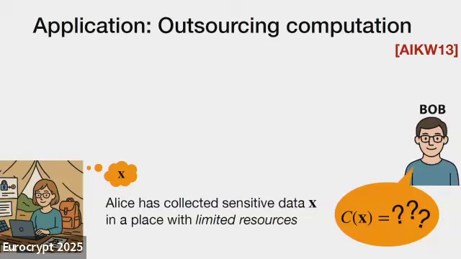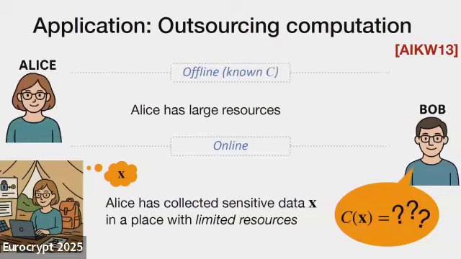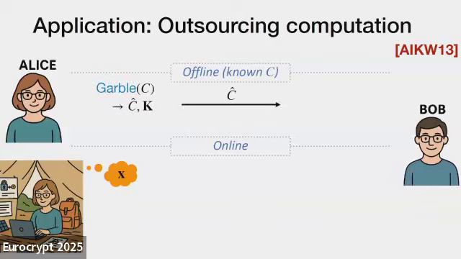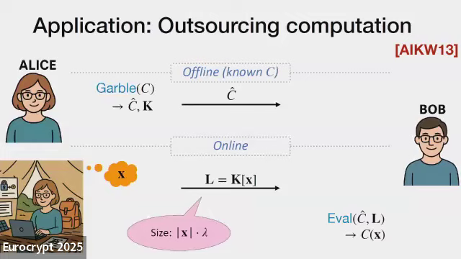Now, she still wants Bob to learn some analysis C of X of her data, and in order to make this feasible, she's allowed to engage in some kind of offline phase with Bob before she leaves for her journey, where she has enough resources and the circuit C is already known. Now, using garbled circuits, what she can just do is garble C, send the garbled circuit to Bob, and then in the online phase, the only thing left to do is for her to send the input labels to Bob. Now, what we really try to optimize in this setting is the size of the input labels, right? So in the naive case, that would be just the size of the input multiplied by lambda.